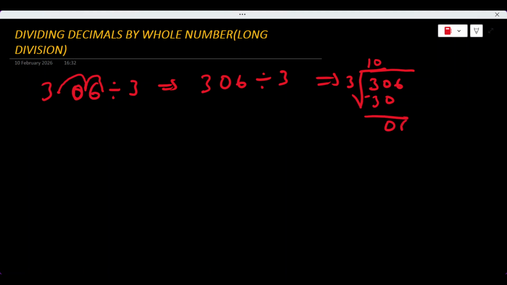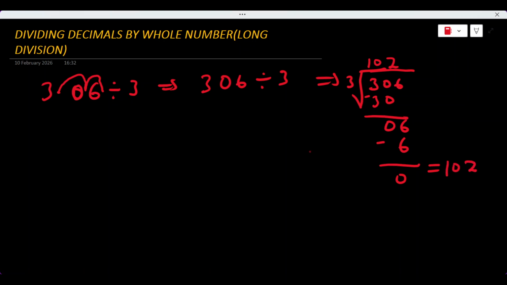Then you bring what? 6. So you ask yourself, how many times will 3 go into 6? It goes in 2 times. 3 times 2 is 6. Subtract, we have what? 0 as our remainder. This tells us that we are done with our long division. And then the answer we got is 102.